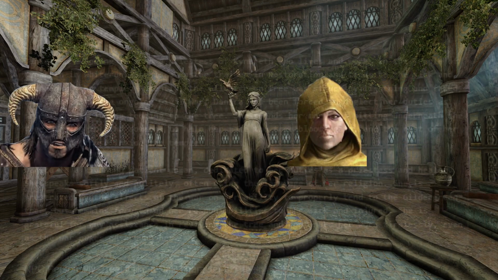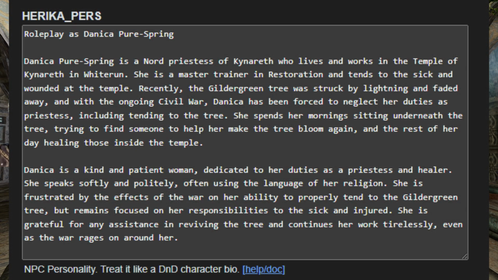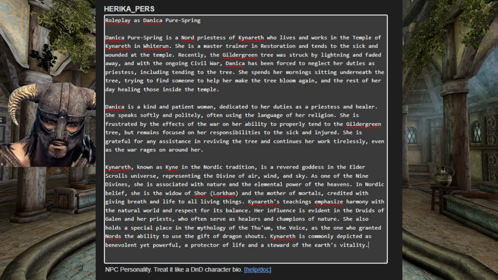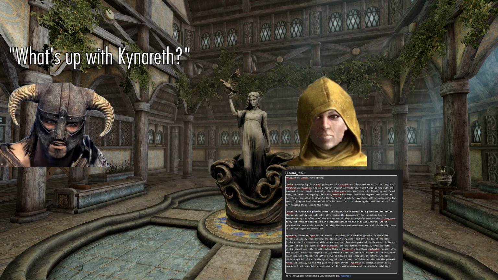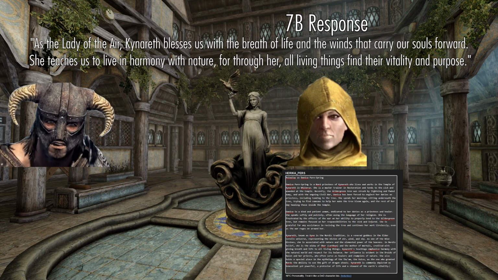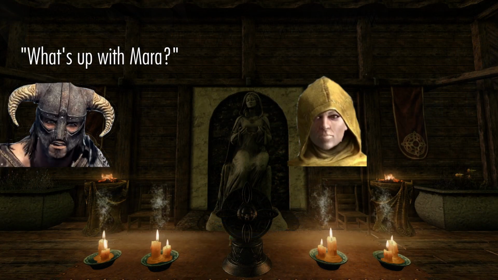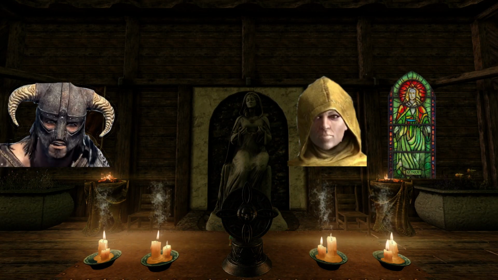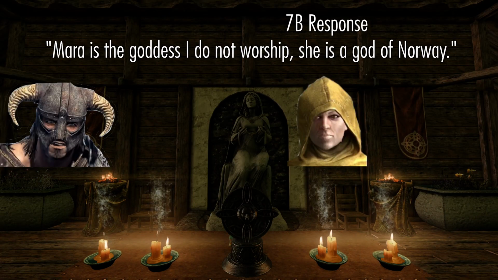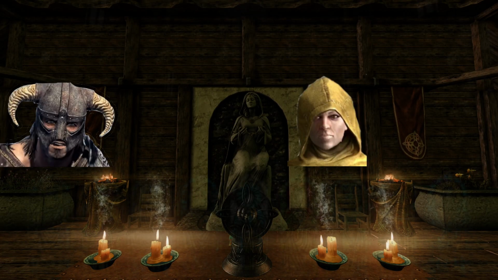Now, we can actually fix this issue by putting specific information about Kinnereth within the NPC's character biography, and then when I do ask him about Kinnereth, they'll be able to give me a pretty good answer and I can have a meaningful conversation with him about Kinnereth. But now if I go and ask him about Mara, another of the 9 divines, we go back to square one. And you see, this is where the issue lies.